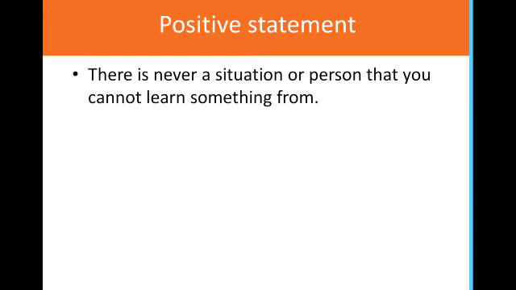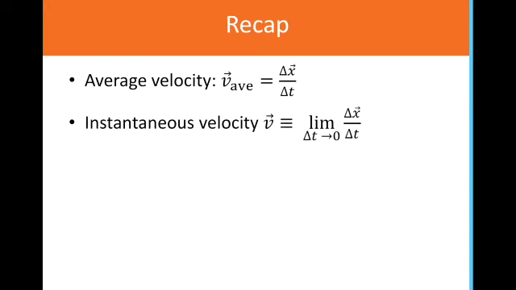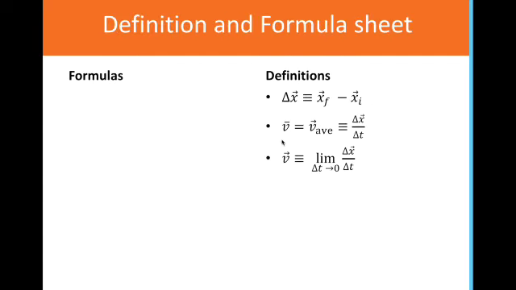Alright, so let's recap what we did yesterday. We defined the average velocity as the displacement over the change in time, and then also the instantaneous velocity as the limit of the average velocity, as delta t goes to 0. So as the change in time goes to 0, it becomes very, very small. Now I've decided to put this in the slides, the definition formula sheet. So we have these three definitions already.